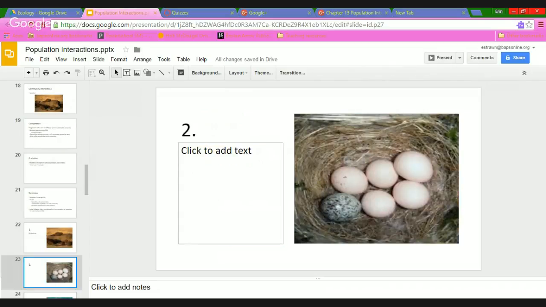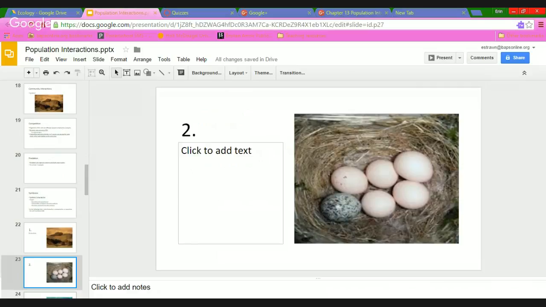So this one, let me tell you what's happening here. That gray egg does not belong to the birds that built that nest. It belongs to a different bird. I believe it's a cuckoo bird. The cuckoo bird will find a nest that already has eggs in it, lay its own egg in it, but the baby cuckoo will grow faster than the eggs that it's in the nest with, and once it hatches, it will push all the other eggs out of the nest.